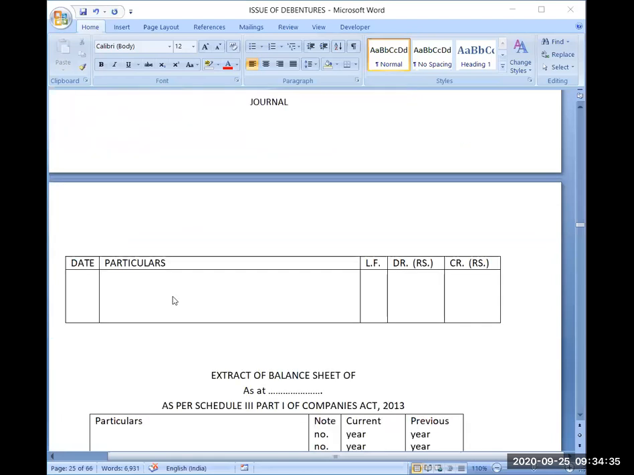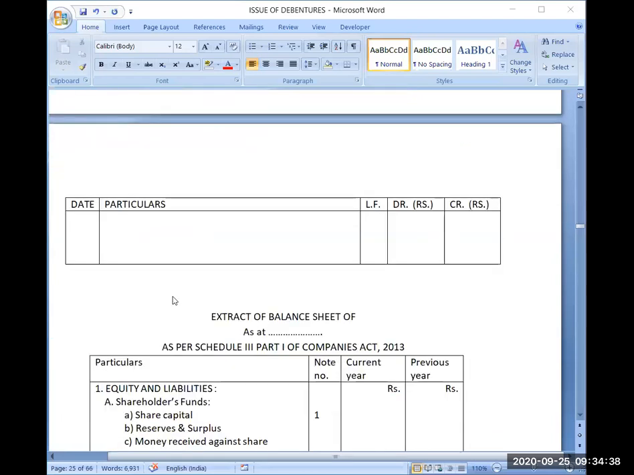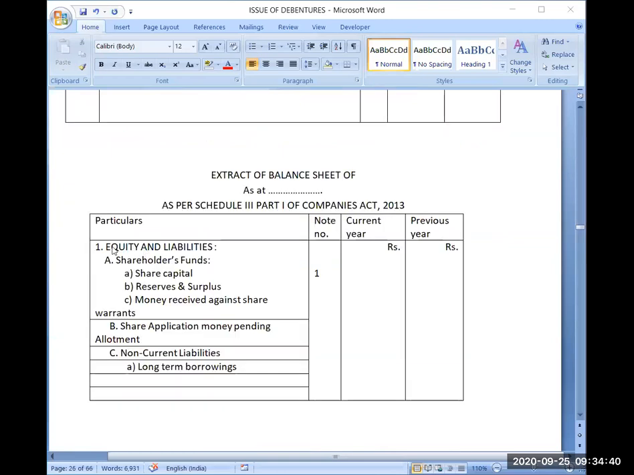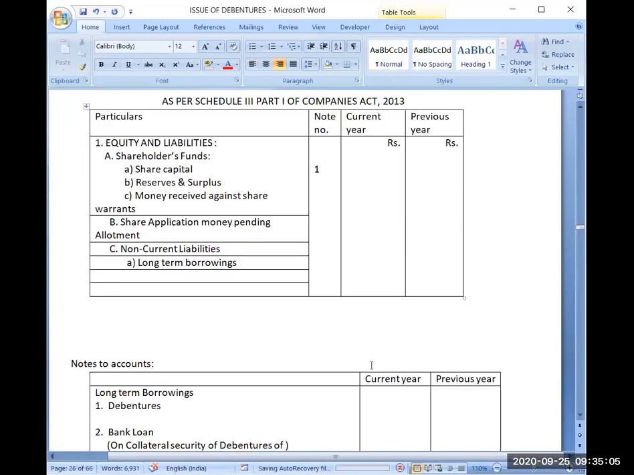Now, the first thing I told you about the balance sheet. On the equity and liabilities side, these are the headings: shareholders' funds, share application money pending allotment, non-current liabilities, and then afterwards current liabilities. You are not supposed to present all this information. We are concerned now only with long-term borrowings. Whatever amount comes in total, I will write in the current year column. But for that, I need to first prepare the notes to accounts.